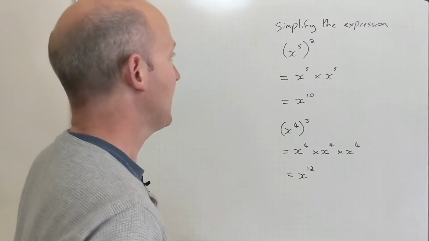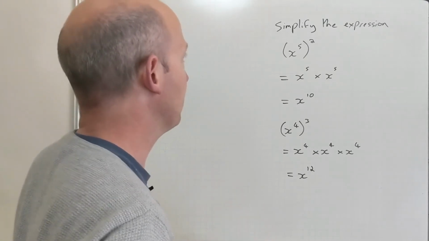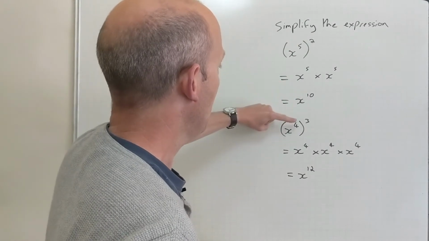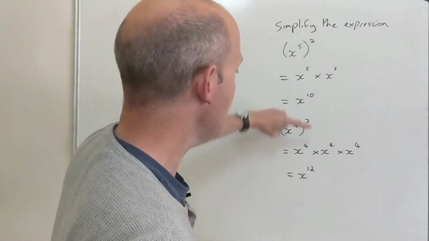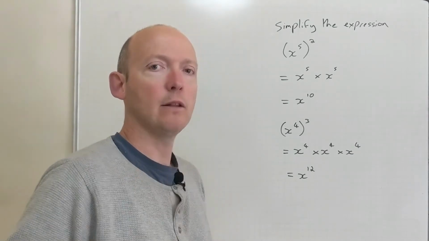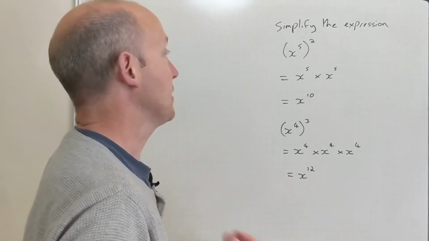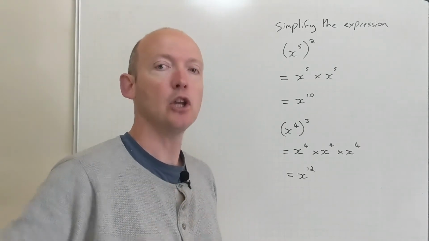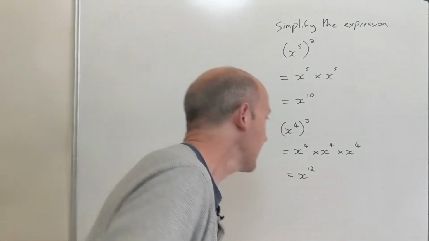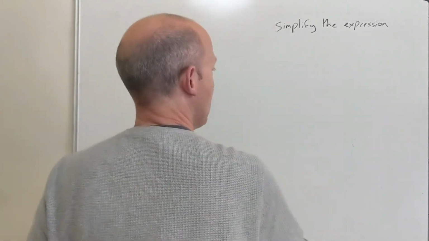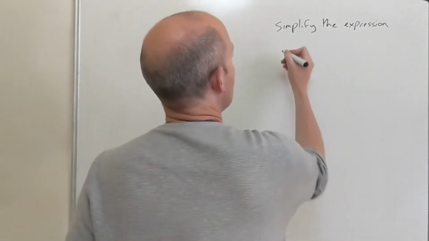Now hopefully from that you can see a rule. We've got x to the 5 squared is x to the 10, or x to the 4 to the power of 3 is x to the 12. What are we doing there? Well, what we're doing there is we're multiplying those together. So there's the rule. When you're raising a power to a power, you multiply the powers. Again, if you can't see that, so I didn't spot that, don't worry, that's fine. Let's just do a couple more examples and it'll become much more obvious.